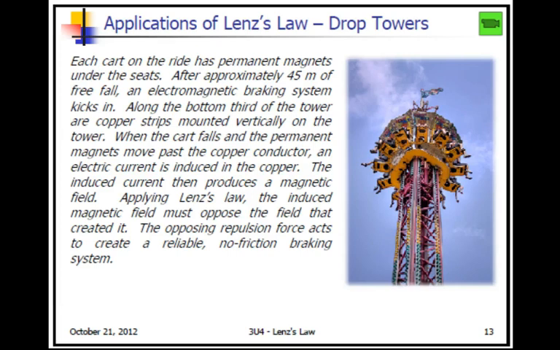Along the bottom third of the tower are copper strips that are mounted vertically on the tower. When the cart falls and the permanent magnets move past the copper conductor, an electric current is induced in the copper. The induced current then produces a magnetic field. And applying Lenz's law, the induced magnetic field must oppose the field that created it. So this opposing repulsive force creates a non-friction braking system.